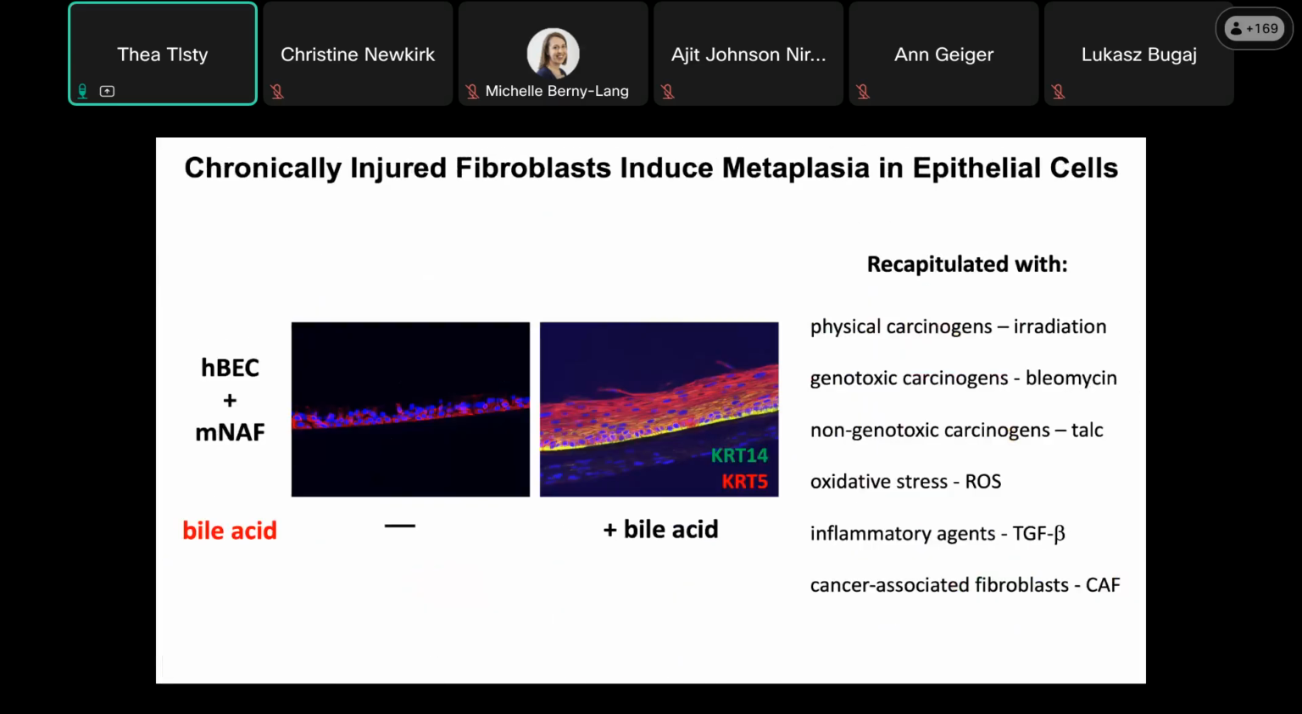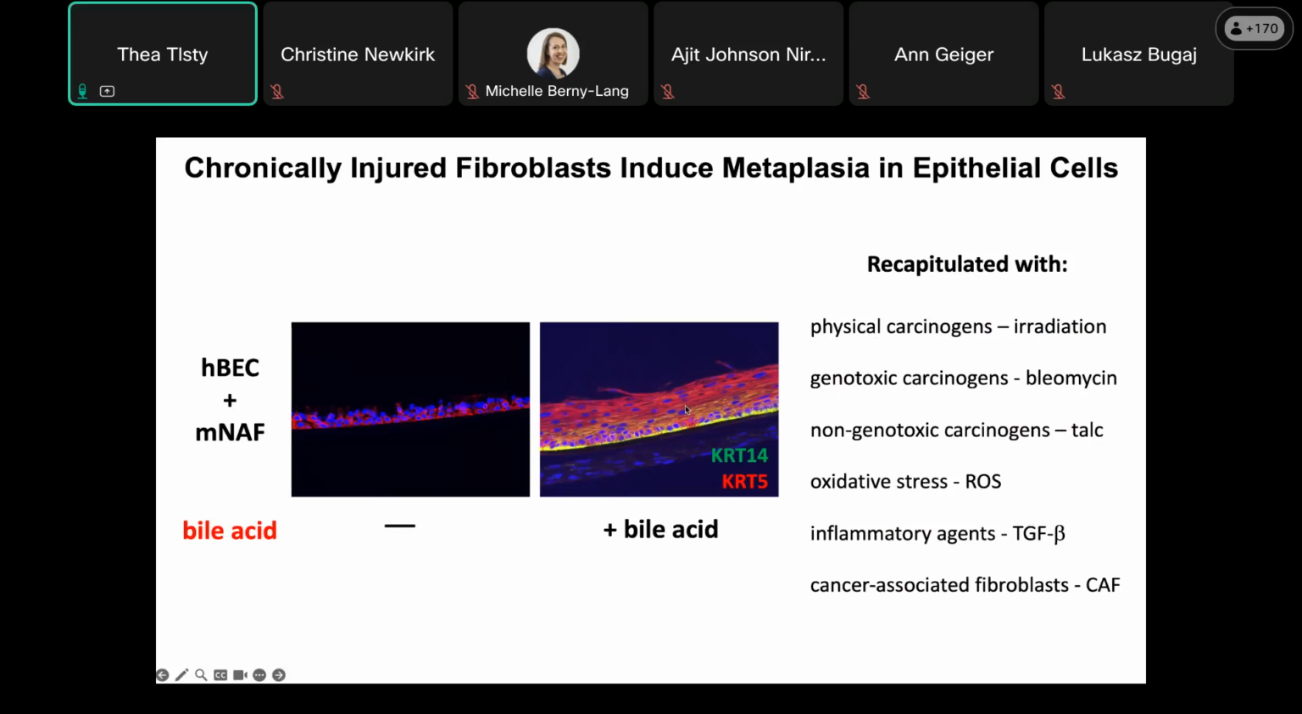So we went further, and aside from that, we looked at other types of injuries. Here are the airway cells co-cultured with the normal fibroblasts. You can see that in the absence of any injury, they're fine. There's no expression of squamous markers. If we now injure this with physical carcinogens, chemical carcinogens, ROS, TGF-beta, we get this robust induction of squamous metaplasia, telling us that chronically injured fibroblasts turn on this stiff state that then induces metaplasia and dysplasia.